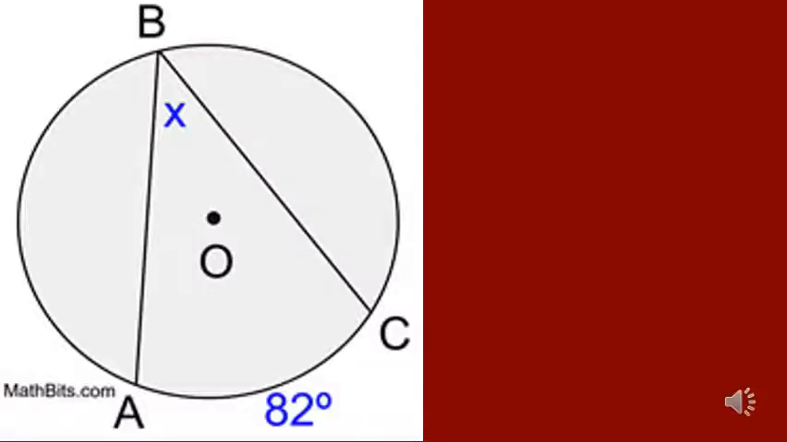And again, the majority of the questions that you do are really very easy. Like this problem, I'm telling you that we have an arc that's 82. The question's asking you what's x. And all you do is divide by 2, and it turns out it's gotta be 41.